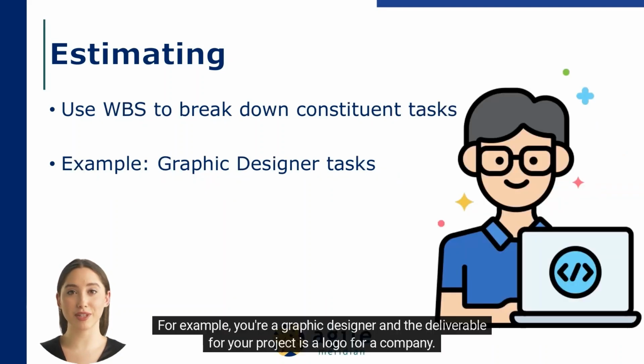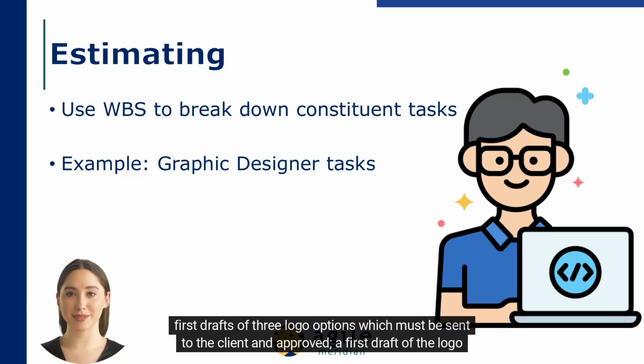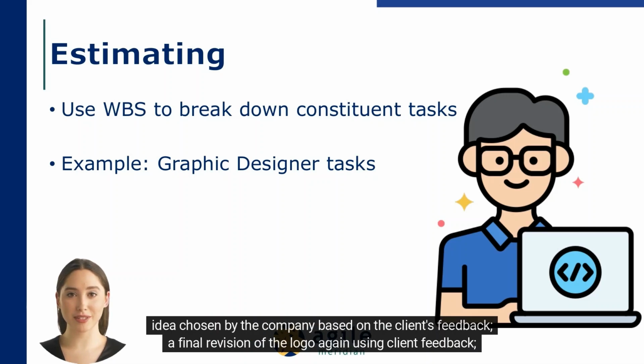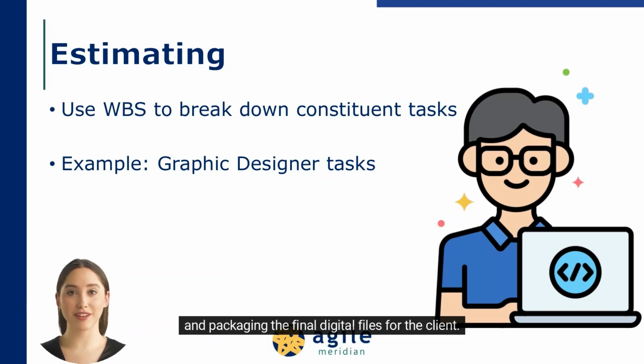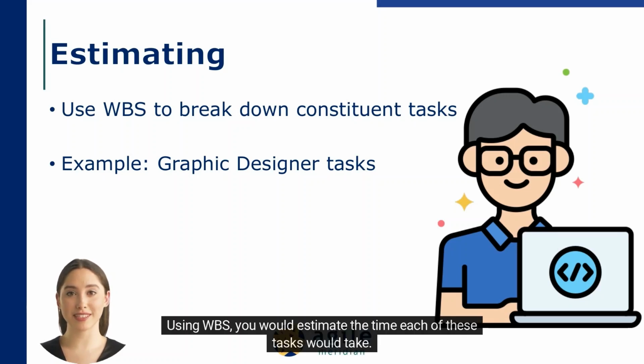For example, you're a graphic designer and the deliverable for your project is a logo for a company. There are a number of tasks that include getting your client to fill in a form about their company, first drafts of 3 logo options, which must be sent to the client and approved, a first draft of the logo idea chosen by the company based on the client's feedback, a final revision of the logo again using client feedback, and packaging the final digital files for the client. Using WBS, you would estimate the time each of these tasks would take. You can then estimate how long the overall project will take.